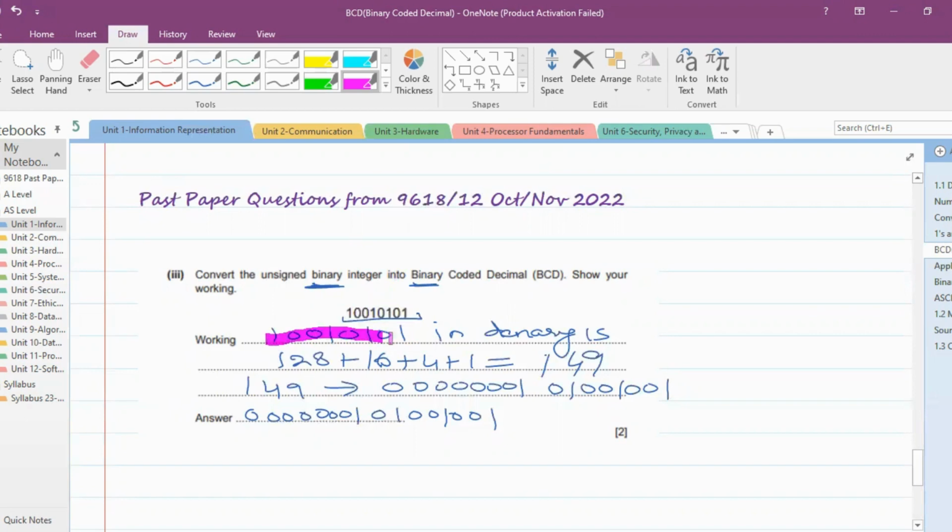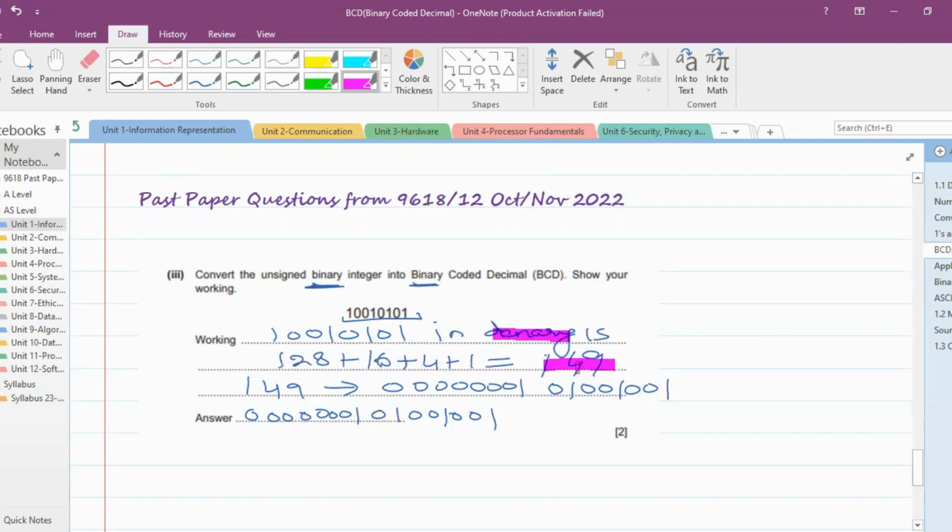So we'll add all the place values of all the bits where 1 is written. For this one, the place value is 128. For this one, the place value is 16. For this one, it is 4. For this one, it is 1. We add all these place values and we get 149. So 149 is the denary number.